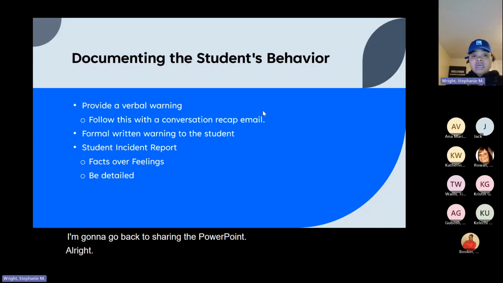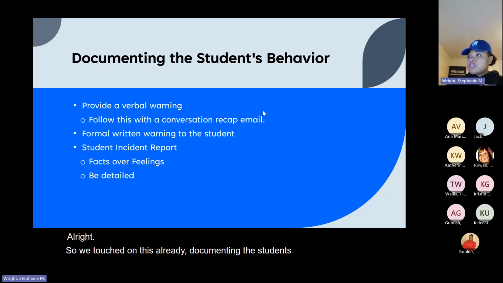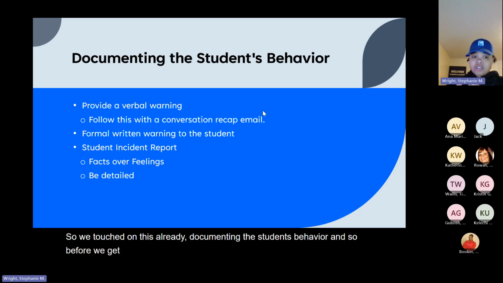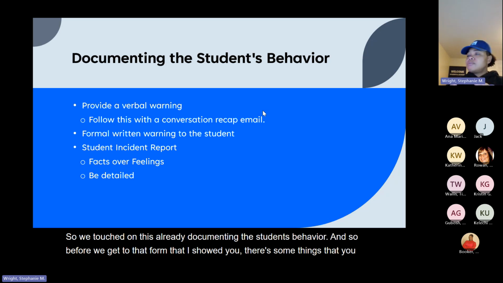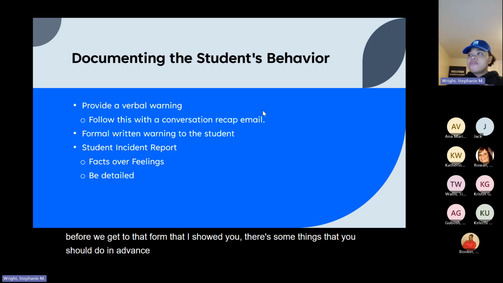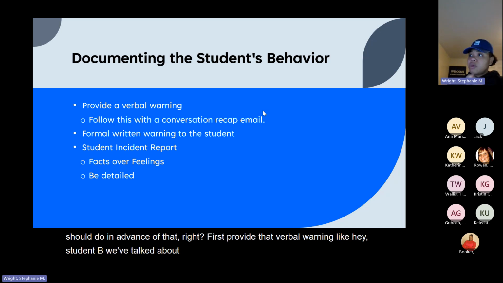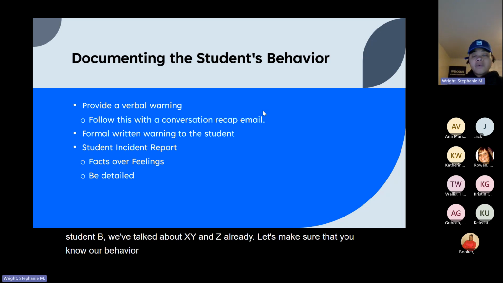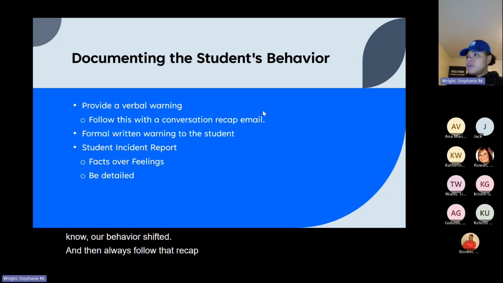So we touched on this already, documenting the student's behavior. And so before we get to that form that I showed you, there are some things that you should do in advance of that, right? First, provide that verbal warning. Like, hey, student B, we've talked about X, Y, and Z already. Let's make sure that our behavior shifted. And then always follow that, recap that conversation in email.